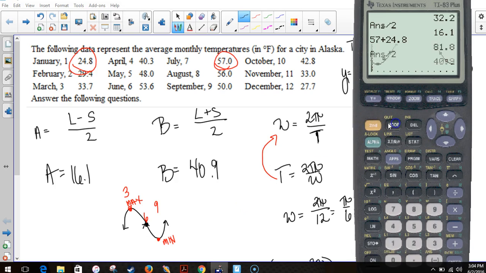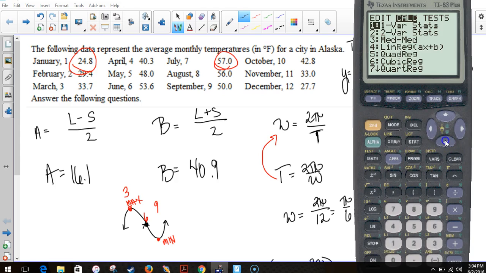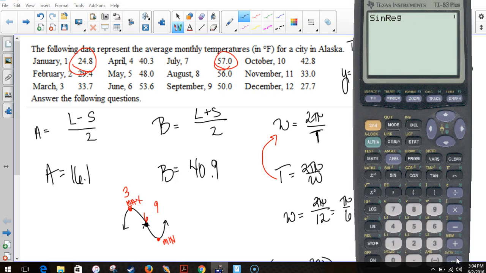If I go back to my main screen and hit clear, I'm going to go stat, over to calc, and scroll down till I see sine reg. There it is. It's at C for me, maybe a different number or letter for you. When I hit enter twice, it will slowly generate a value. Now it's going to give you values that are irrational, and it's going to give you the omega distributed through. You see how it says A sine bx plus c plus d. It's not omega times the quantity.